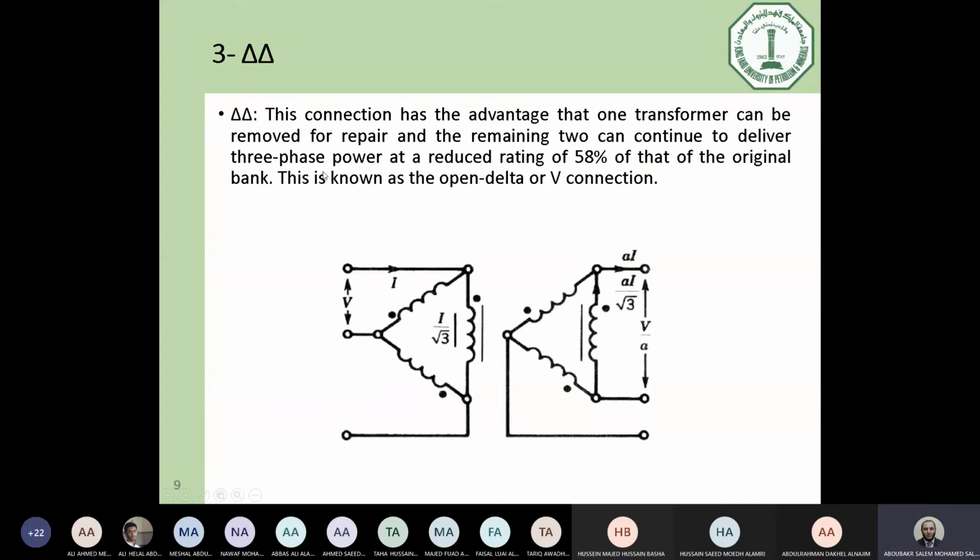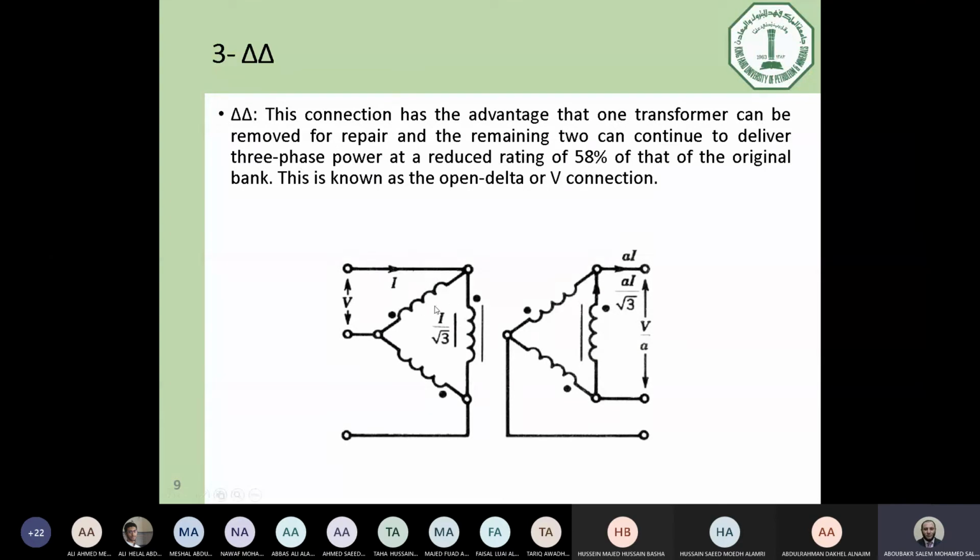Regarding the benefits of this connection, it has the advantage that one transformer can be removed for repair. As we discussed before, if we construct the transformer based on 3 single-phase transformers, and we have a problem in one of the transformers, we can remove it, and we will not shut down the transformer. We will keep it working, but we have to take care that the apparent power will be reduced to 58% of its rated value. This is due to the one open phase.